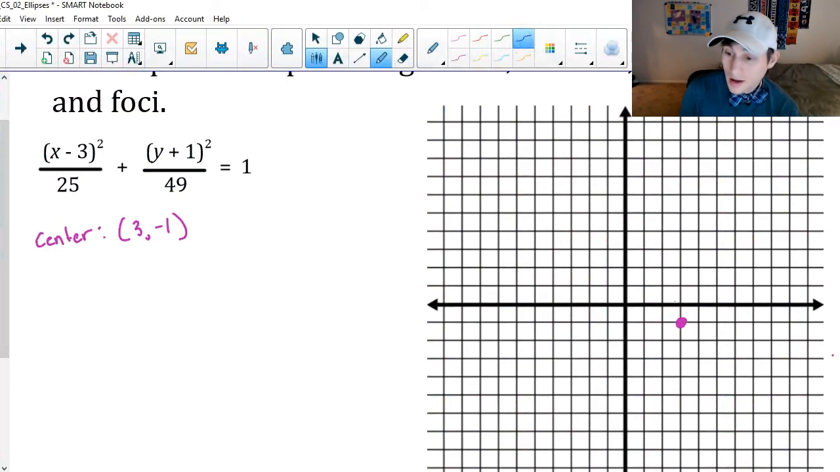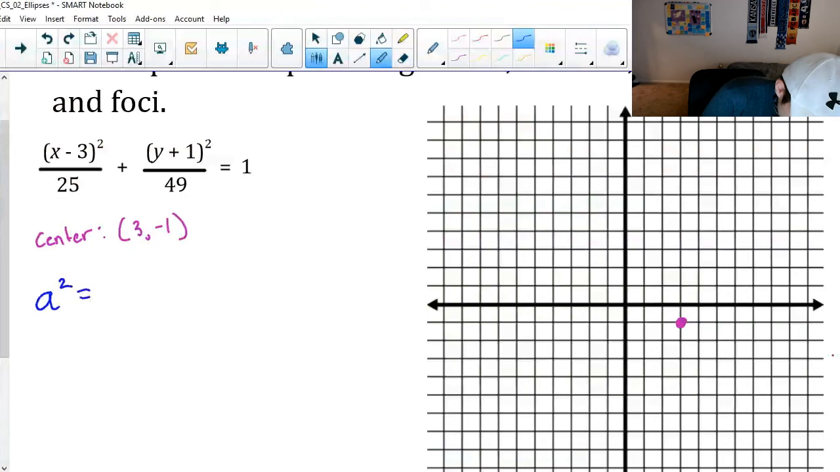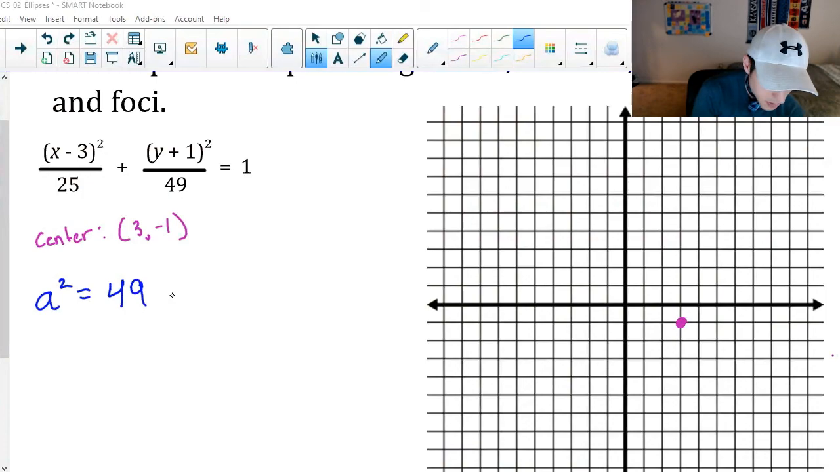All right. From there, let's figure out we can go for the vertices, the covertices, whatever. But let me first determine what is a squared. So I have two options. I can either choose between 25 and 49. A squared is always the larger number, right? For when we're talking about ellipses, a squared is always the larger number. So a squared is 49.